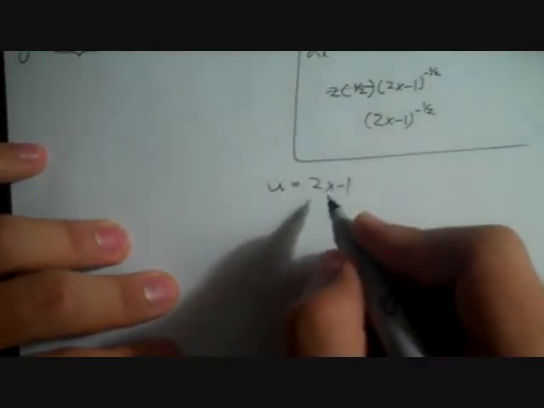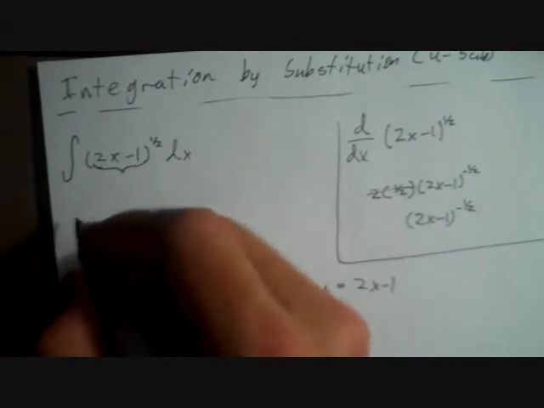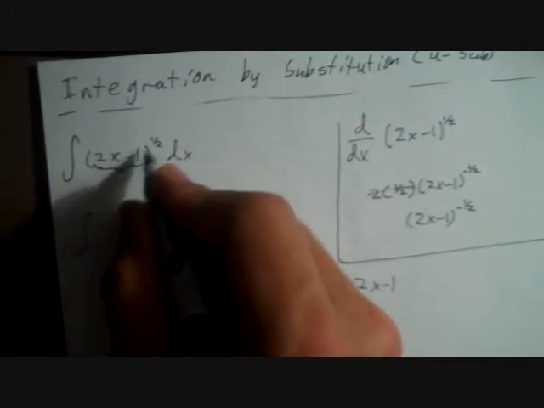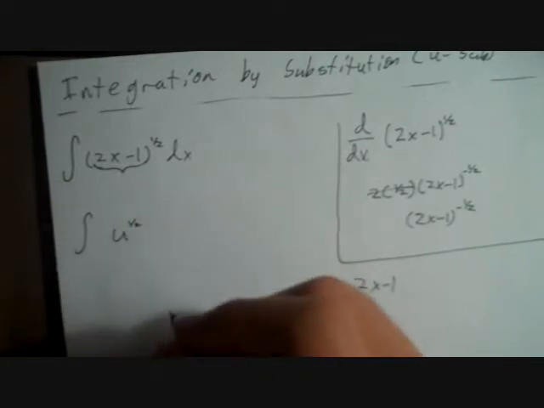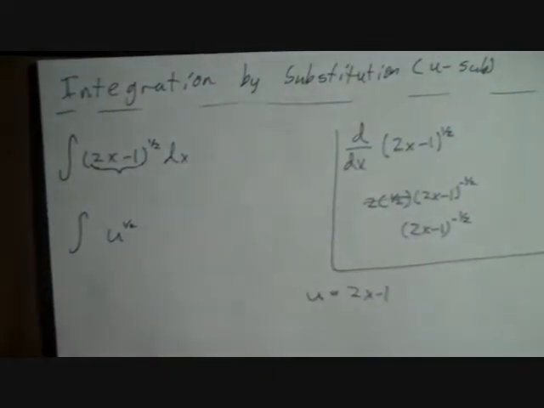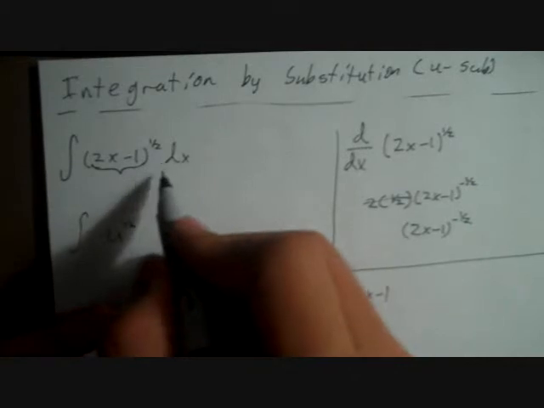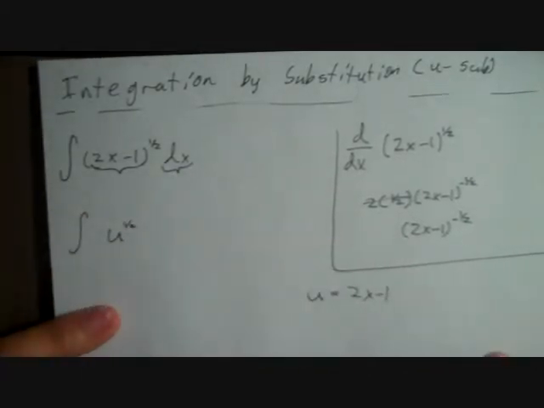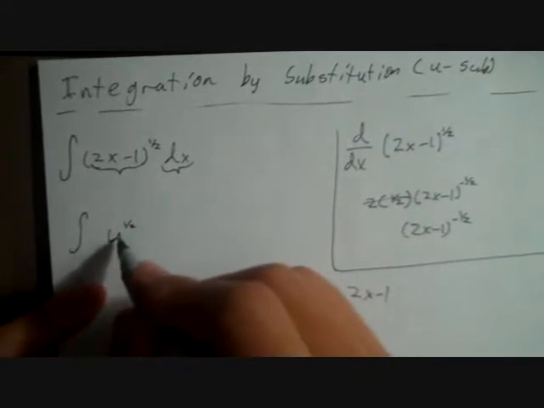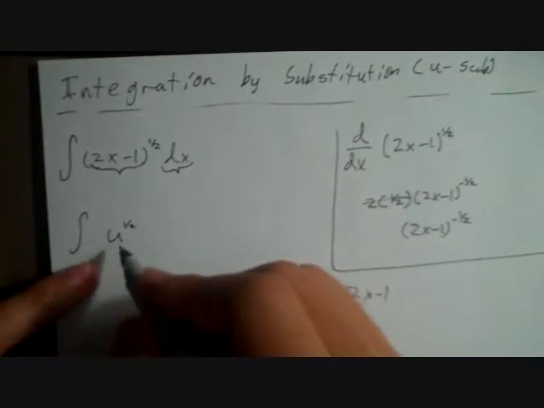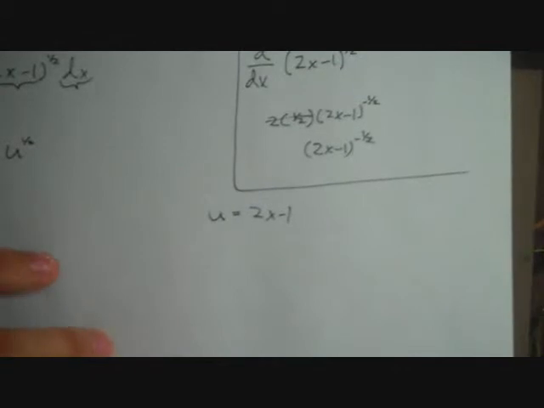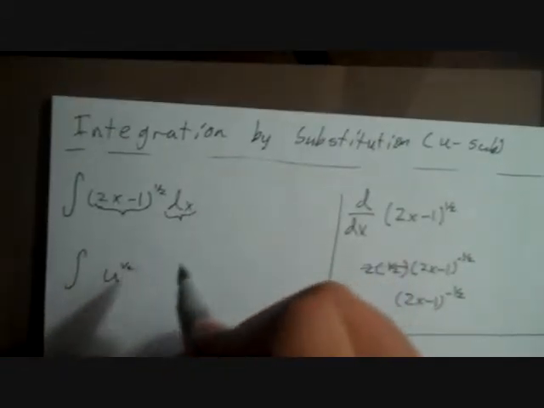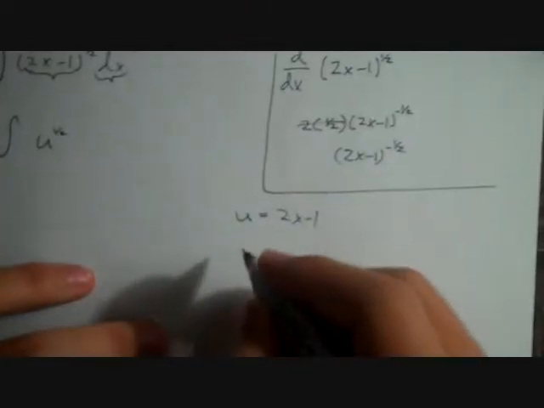So if u equals 2x minus 1, we can just replace this 2x minus 1 here with a u. So instead of (2x minus 1) to the 1/2, it's u to the 1/2. Now, this former integrand is in terms of x, so we have a dx. We can't just integrate u with respect to x, because wait a minute, there's no x. So instead, we need to find some relationship between dx and du. So how do we do that?